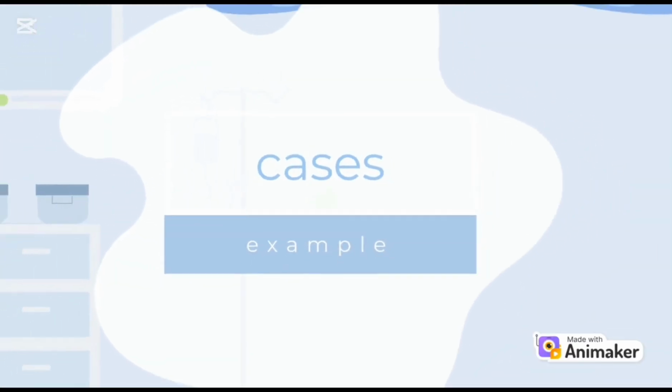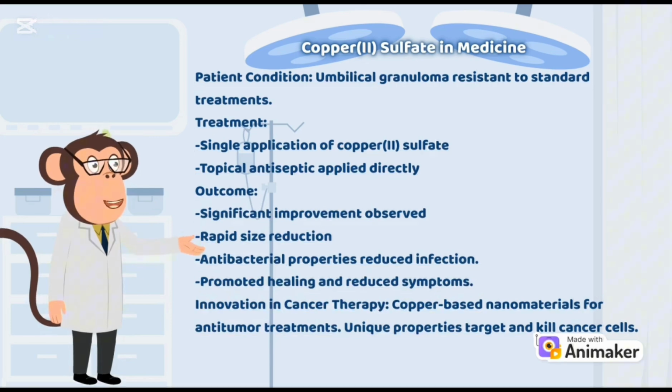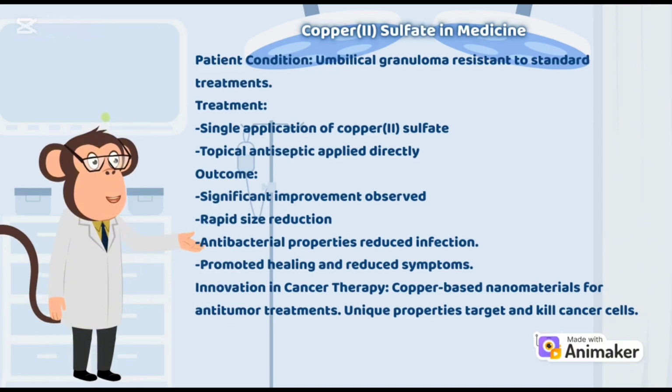Let's have a look at the example of case where a patient had an umbilical granuloma, which was resistant to standard treatments. Therefore, a single application of copper 2 sulfate was used as a topical antiseptic treatment. The solution was carefully prepared and applied directly to the granuloma. Fortunately, within a short period the granuloma showed significant improvement. The antibacterial properties of the copper 2 sulfate helped reduce infection and promoted healing. The granuloma gradually healed and the patient experienced reduced symptoms.